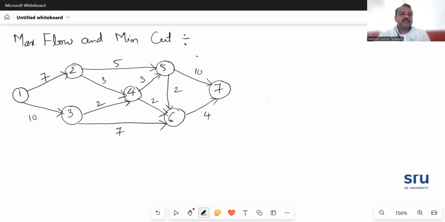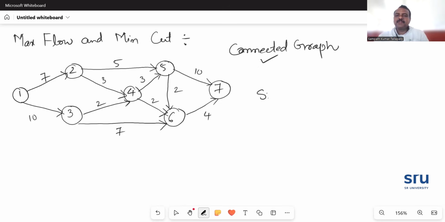In this video, we are going to understand the concept of max flow and min cut. For that, we are going to have a small example here, which we call a connected graph. If all the vertices of that graph are connected with each other, then we call that graph a connected graph.